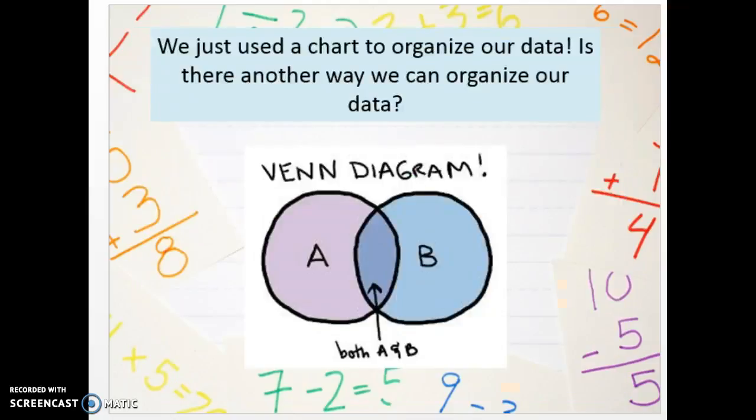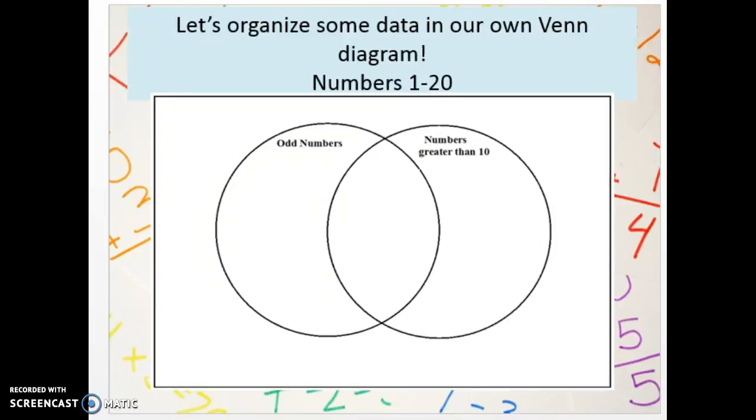We just used a table to organize our data, but we can also use a Venn diagram to organize our data. You may have seen Venn diagrams in English. Venn diagrams use 2 or more circles to compare different items. In each circle, you have a separate item, and where those circles overlap is where you have things that those items have in common. Let's try one.